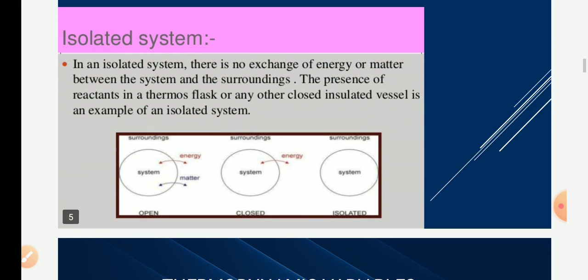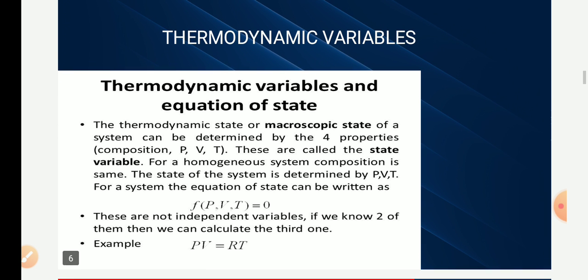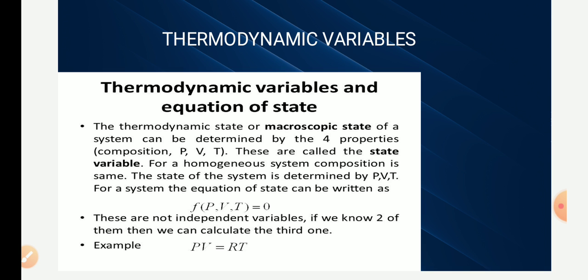Next, in the basic concepts of thermodynamics, we are going to discuss thermodynamic variables. What are thermodynamic variables, or the equation of state? The variables which represent the state of a system are called thermodynamic variables. To explain the state of a system we use variables, and we call them thermodynamic variables.